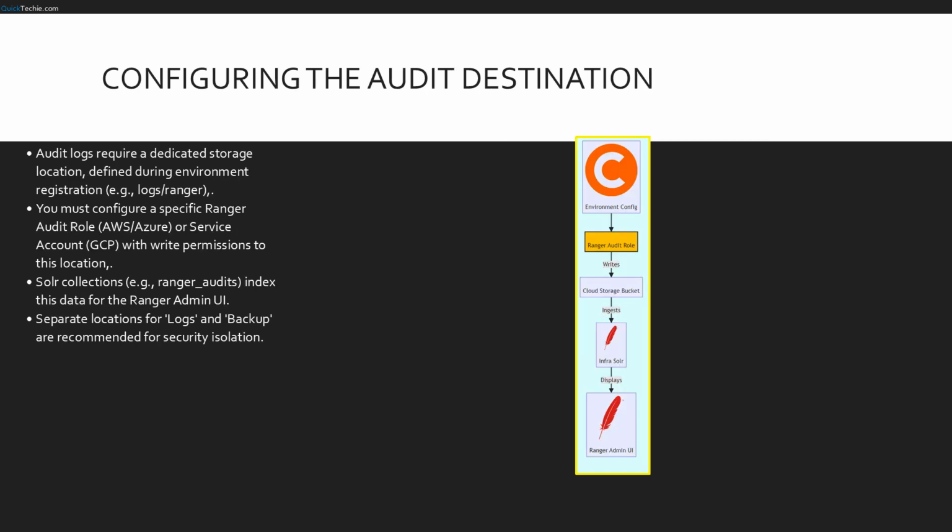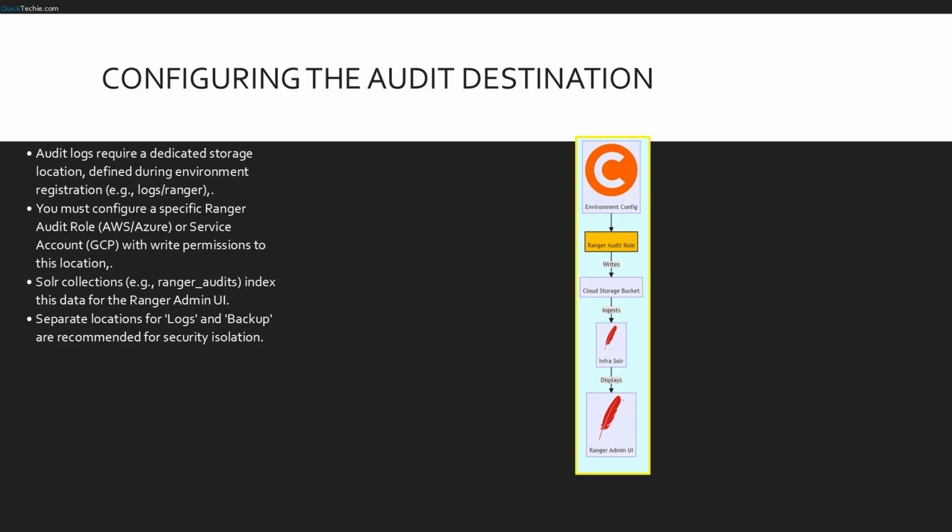Before you can see audits, you must configure where they go. When registering a CDP environment, you define a log storage location. Crucially, you must assign a specific identity, the Ranger audit role, that has permission to write to this bucket. This segregation ensures that the compute nodes can write logs, but cannot tamper with them later. Internally, CDP manages a Solr collection named ranger_audits, which pulls from these logs to populate the Ranger Admin UI, giving you a searchable history of access events.